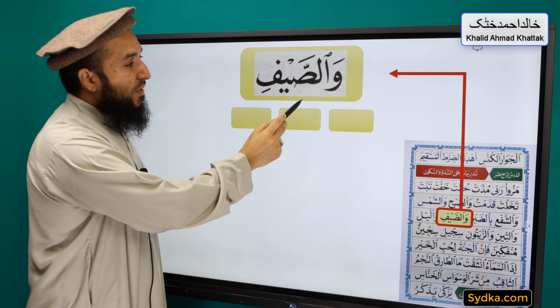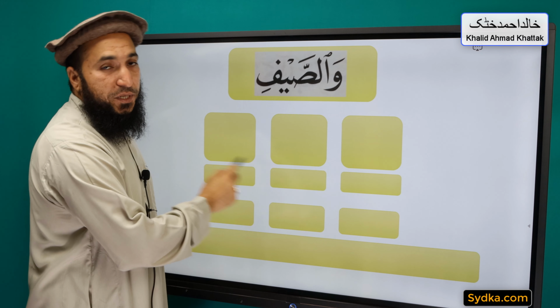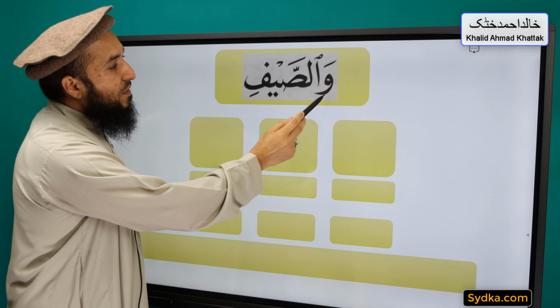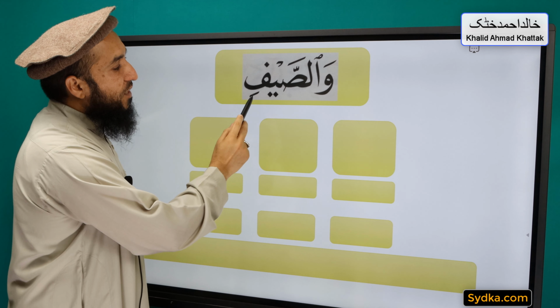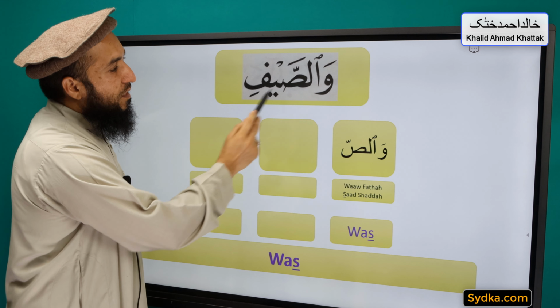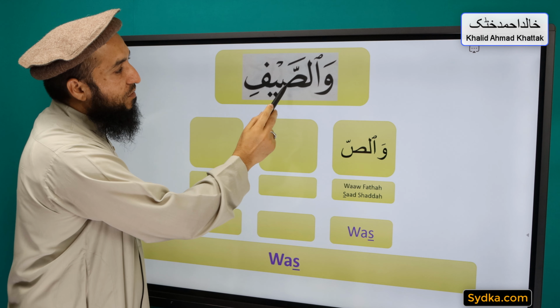The next word we have is was-sayfi, and it can be divided into 3 syllables. The first one is was, the second one is say, and the third one is fi. So the first syllable we have is waw fatha sad shadda was.